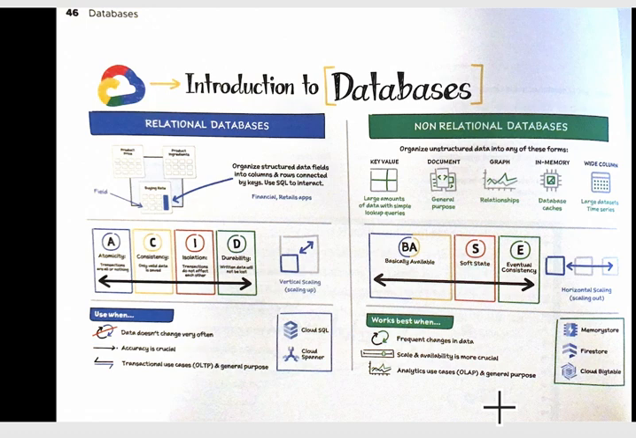And basically, this is just one page, and it has so many questions and so many things you should know. So you should be able to say what a relational database is. A relational database is organized structured data fields in columns and rows connected by a key, whereas non-relational is unstructured data in any of the forms. It could be in memory, or wide columns, or graph databases, or large amounts of data with simple lookup queries is what it is.